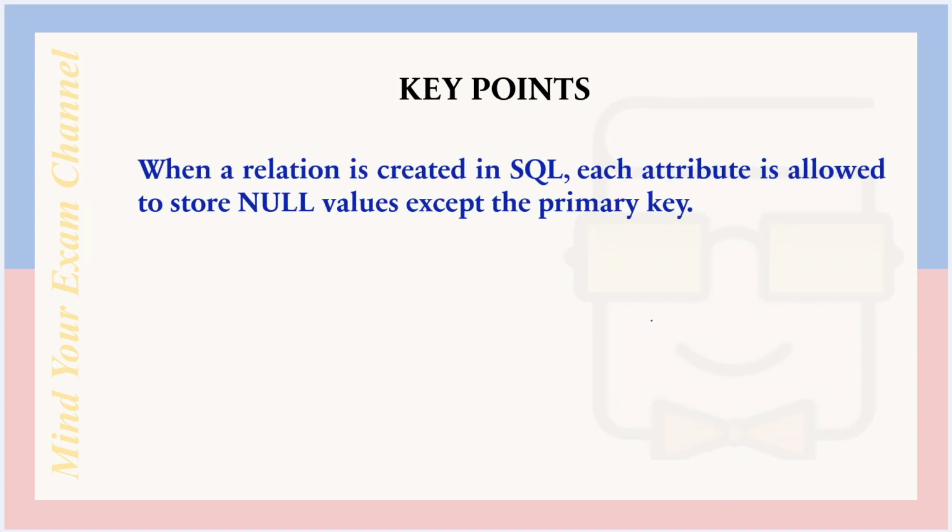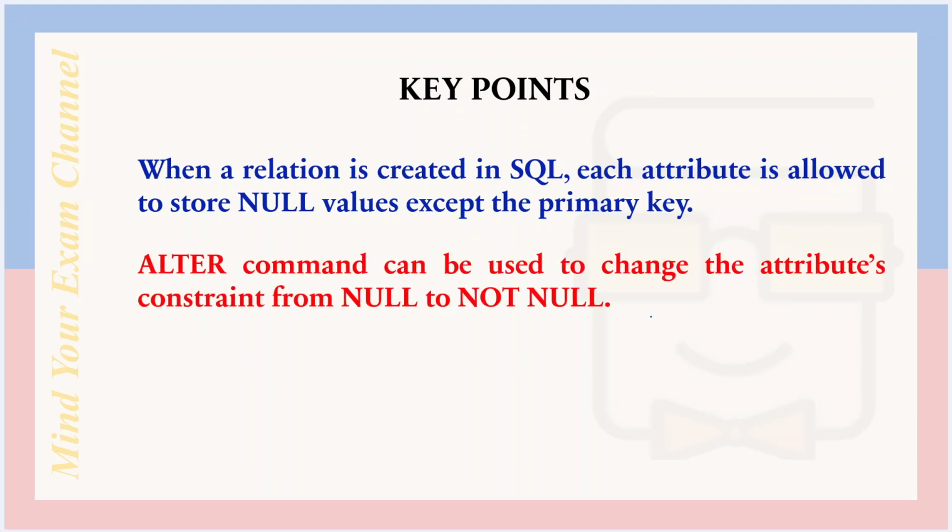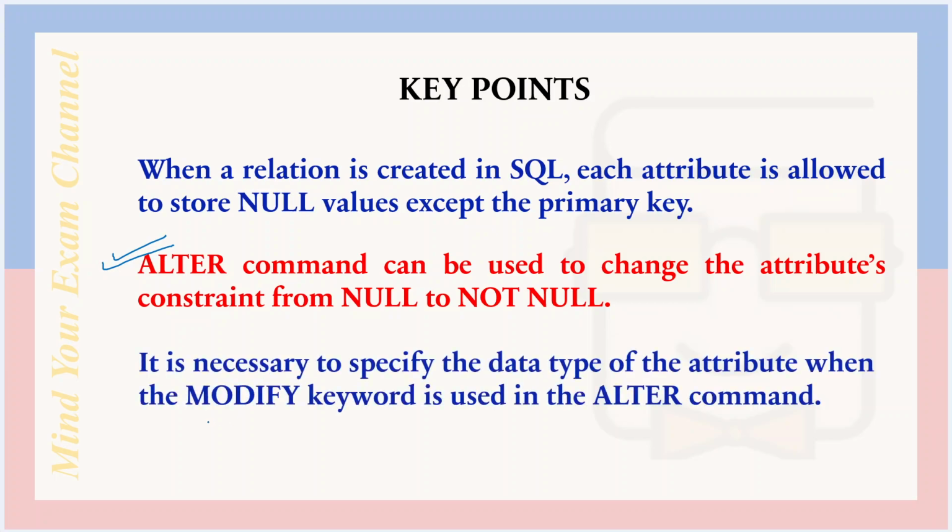Basically, whenever you create a relation in SQL, every attribute is allowed to store null values except the primary key. So only that attribute that you have specified and made as the primary key is not allowed to store null values. All other attributes, even the unique attribute, are allowed to store null values. And after creating the relation, if you want a particular attribute to not store null values, then you can use the alter command of SQL to make these changes. And to do this, you need to use the modify keyword.